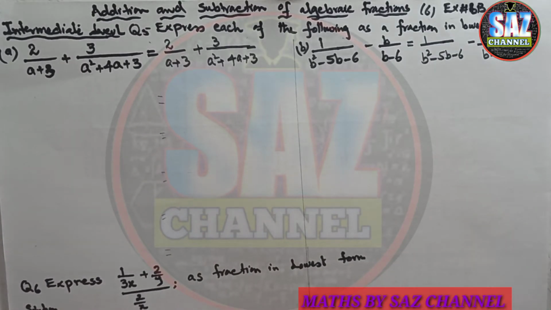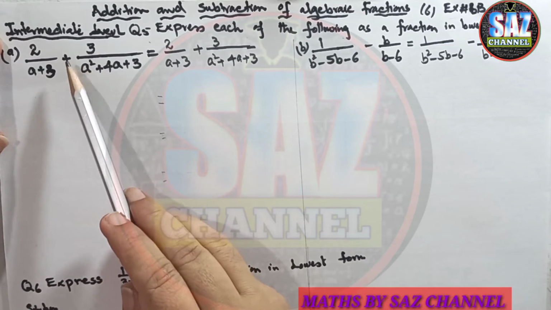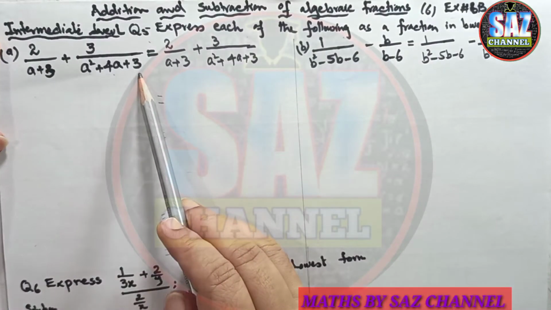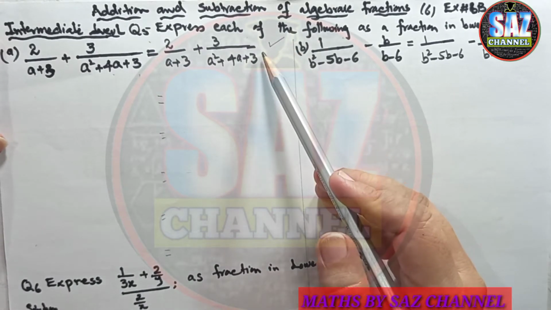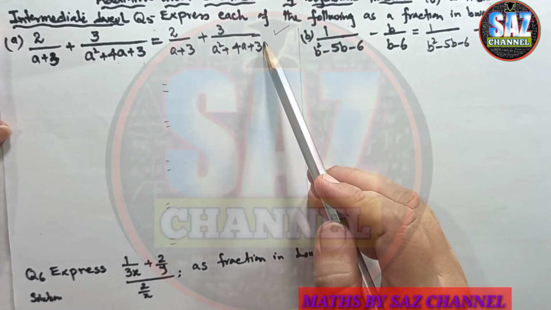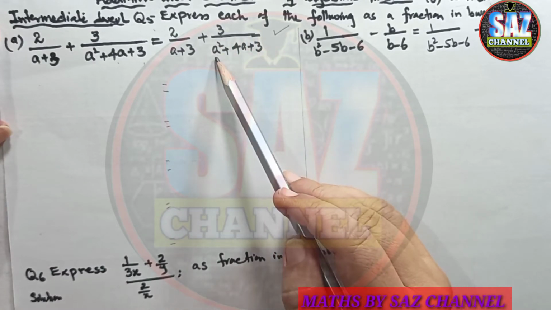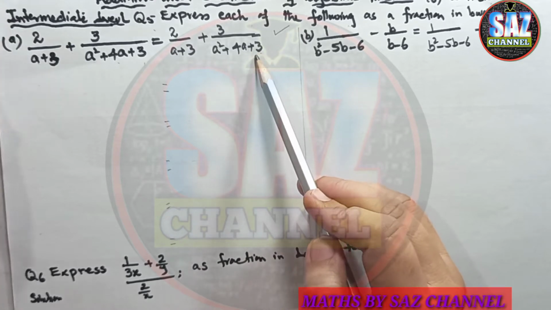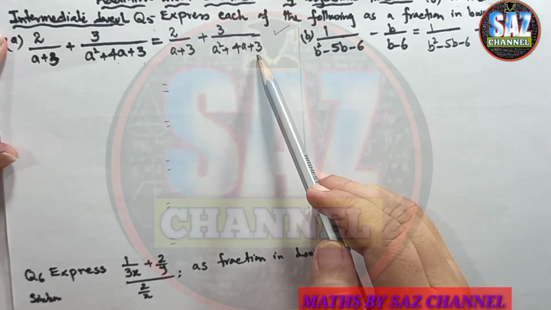The first part of the question is 2 upon a plus 3 plus 3 upon a square plus 4a plus 3. It's always good to rewrite the question, so I've written the question again. If we look at the denominator of the second fraction, we can see that it is a quadratic expression, and in order to factorize the quadratic expression, we have to apply midterm breakage or hit and trial method.